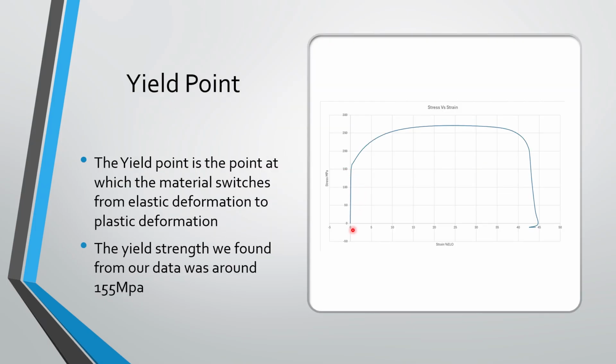Here we're talking about the yield point. So the yield point is pretty simple. It's just where the graph switches from elastic to plastic. And for us, that ended up being around 155 megapascals. And that's just determined by finding where it switches from linear to being more curved, which seems to be more of a logarithmic shape. And all that means is that the material starts going past the point of no return, where once you release it, it's not going to return to the original shape.